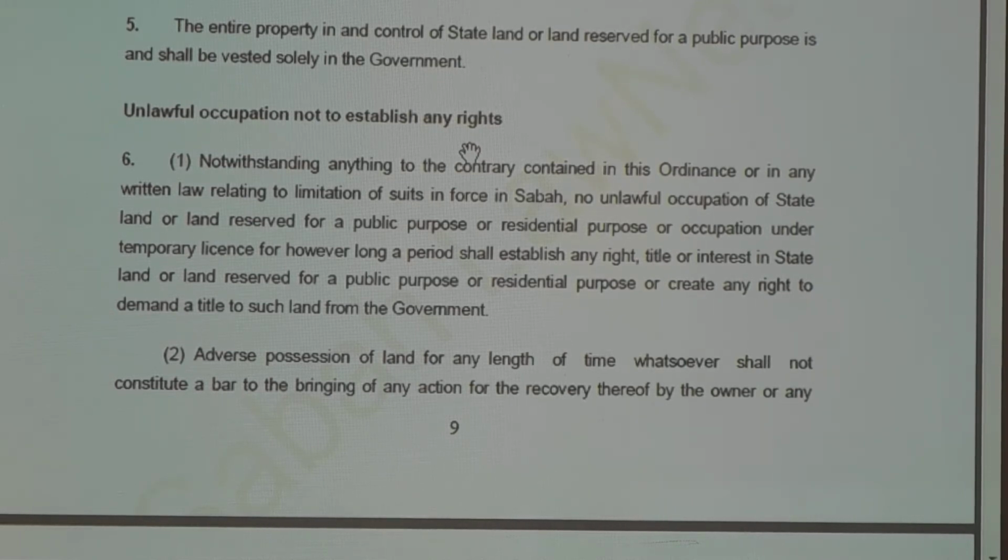Some of you may have graduated from UK or other jurisdictions where you may have adverse possession, where if you occupy land long enough, you have squatter rights and people cannot kick you out. That doesn't happen in Sabah. The law is very clear. Unlawful occupation does not establish any rights.